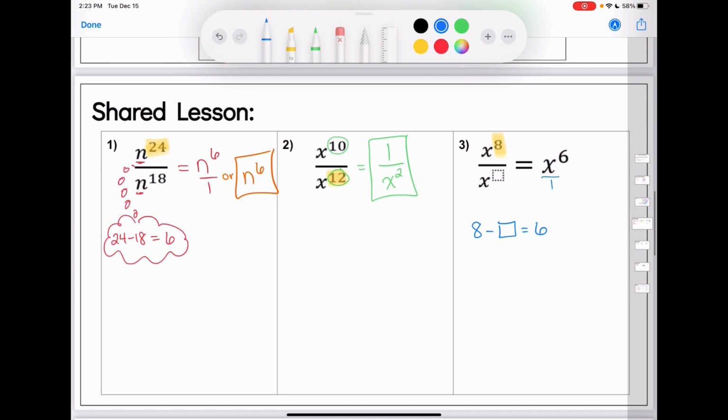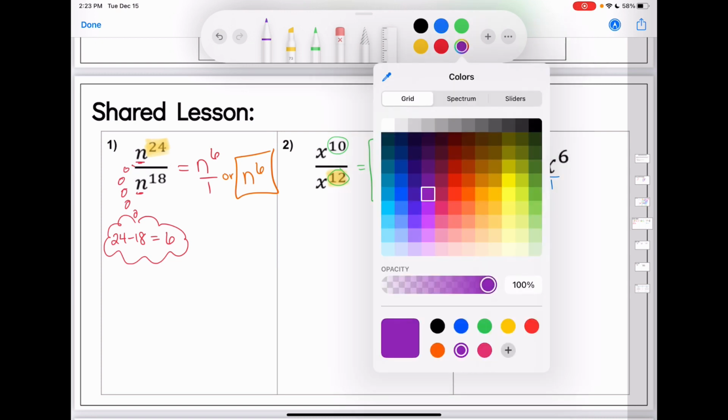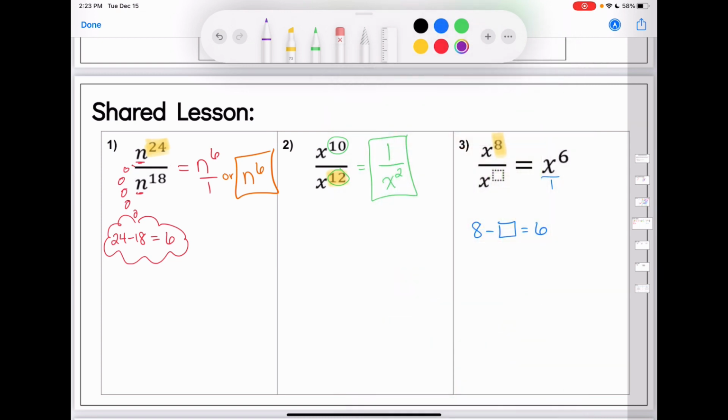Now, if that was 1 over x to the 6th, I'd have to know that the bigger exponent was on the bottom, and I'd have to do something minus 8 equals 6. But here, I know that my answer ended up on the top, so that means that the bigger exponent was on the top. So 8 minus what equals 6? Hopefully, that's pretty easy mental math, and you'd say 8 minus 2 equals 6. So that missing exponent is a 2.